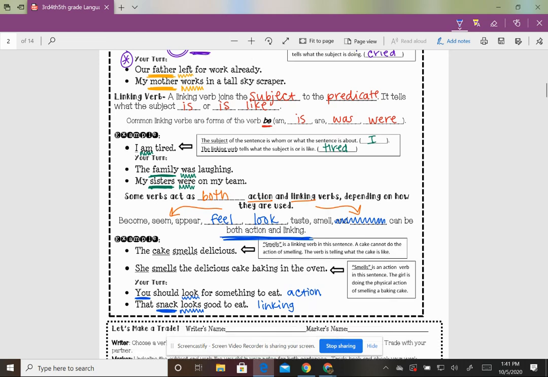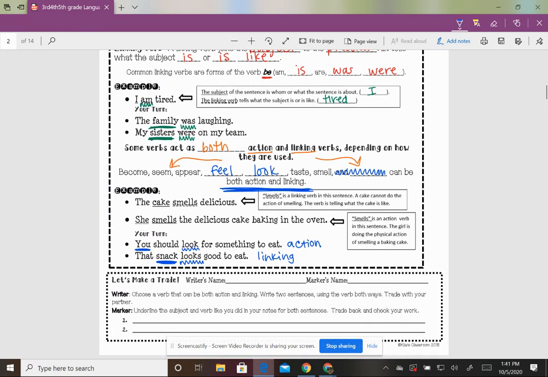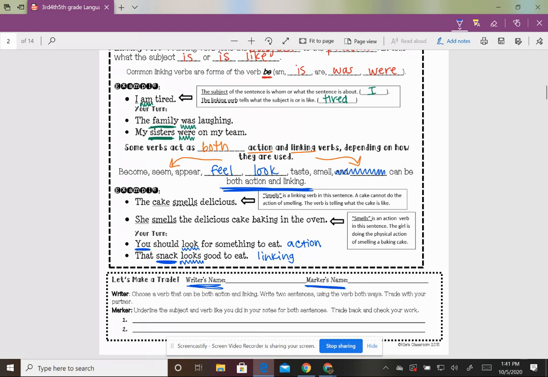Now for the exit slip, you need to go ahead and try to do both jobs for the writer and the marker since you are not able to trade with a person here in class. Go ahead and do the writer's job and then do the marker's job. When you're finished, cut this out and glue it into your journal and bring that exit slip back to your teacher when you're done.